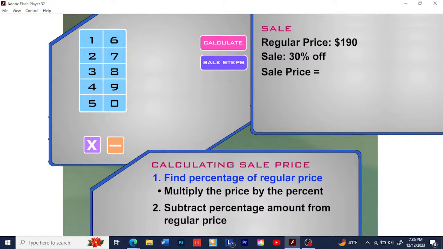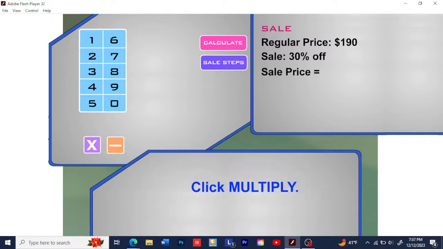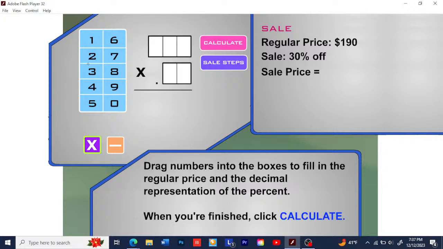According to step 1, we have to start by finding 30% of 190. So we have to multiply. Click Multiply. Now, drag numbers into the boxes to fill in the regular price and the decimal representation of the percent. When you're finished, click Calculate.